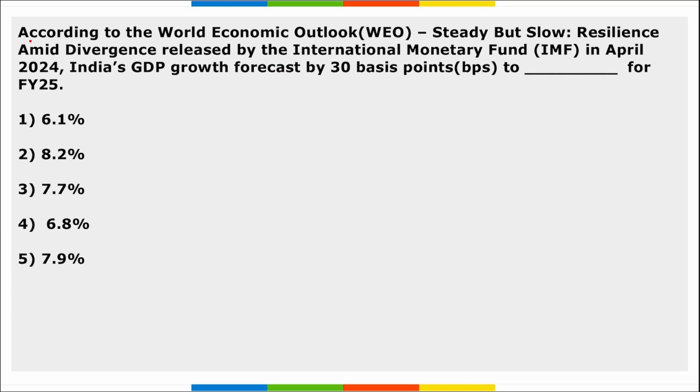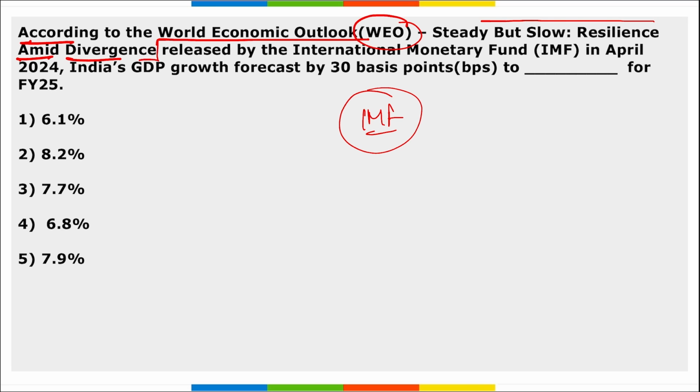Next, according to the World Economic Outlook, released by the International Monetary Fund, the report is titled "Steady but Slow: Resilience Amid Divergence." This report was released by the IMF in April 24, and it raised India's GDP growth forecast by 30 basis points for fiscal year 25.